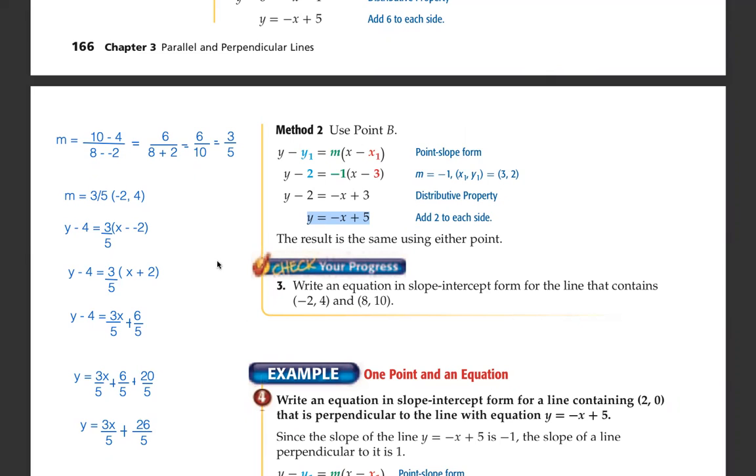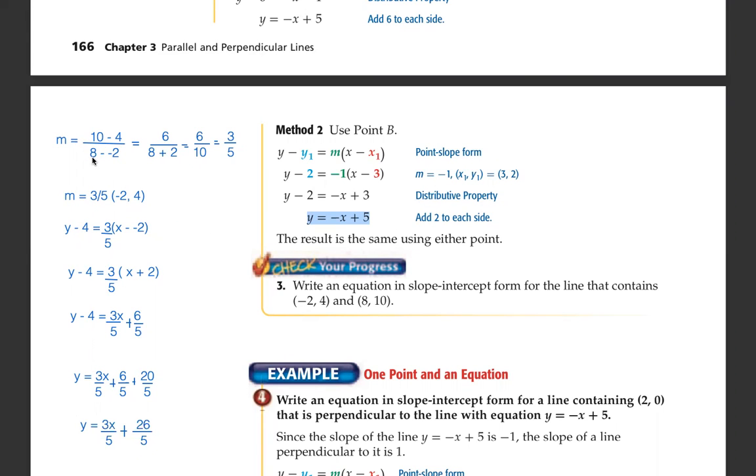Okay, so that's the answer: y equals 3 over 5x plus 26 over 5. This is not the equation of the line of these given 2 points.